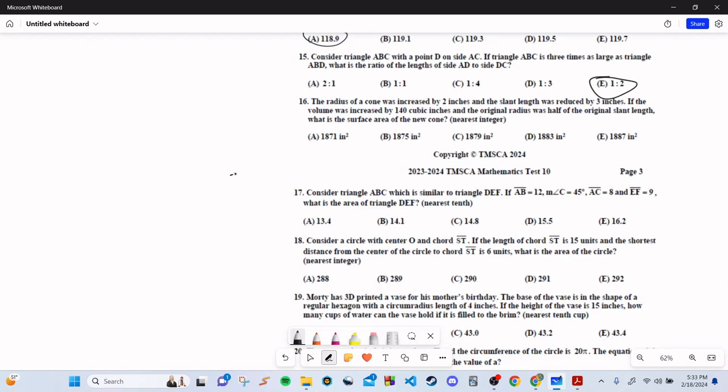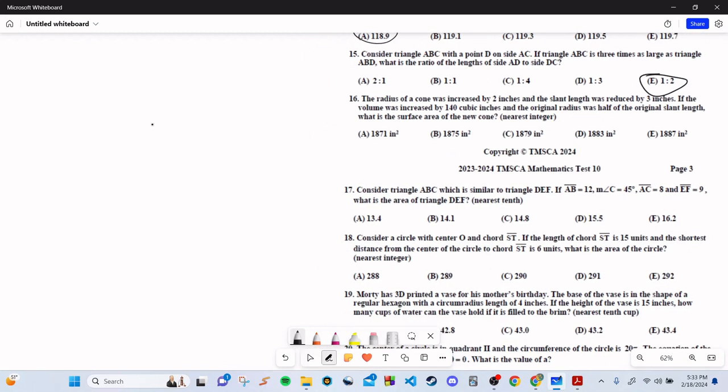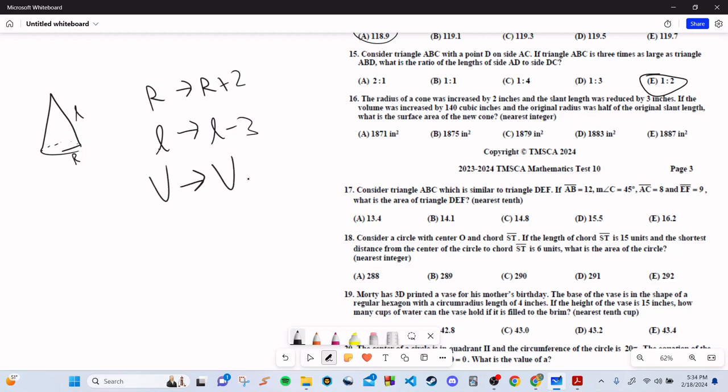All right, the radius of a cone is increased by 2 inches. And the slant height, so if we have a cone, this is our slant height, this is our radius, the slant height decreases by 3 inches, and the volume increases by 140. The original radius was half the original slant height. So what's the surface area of the new cone?